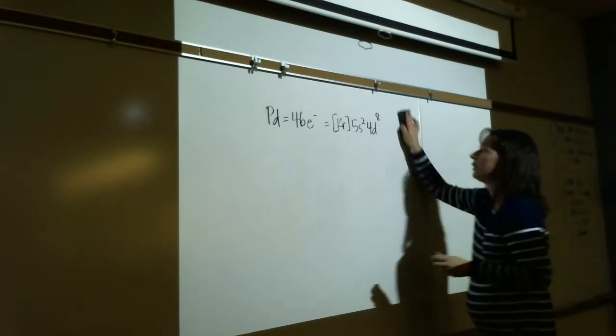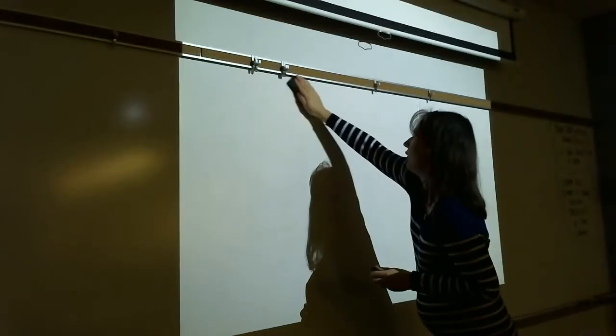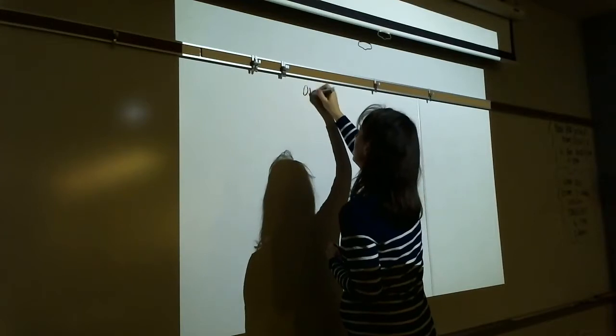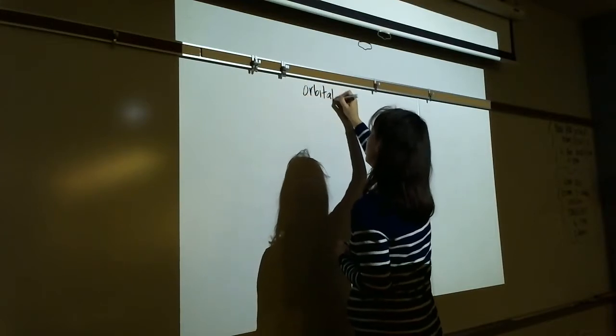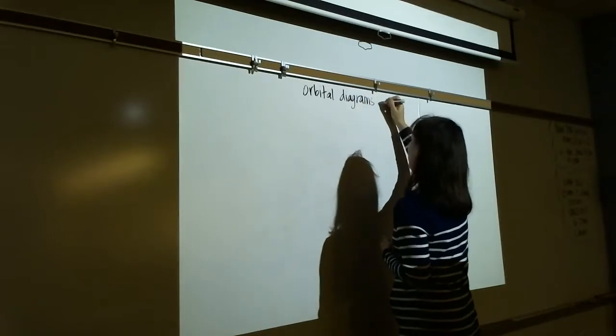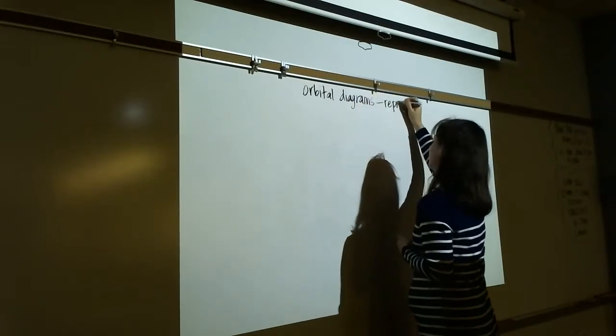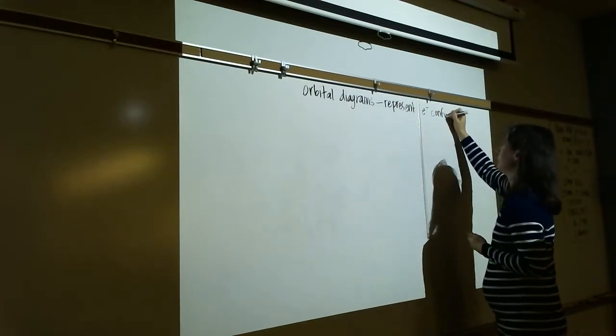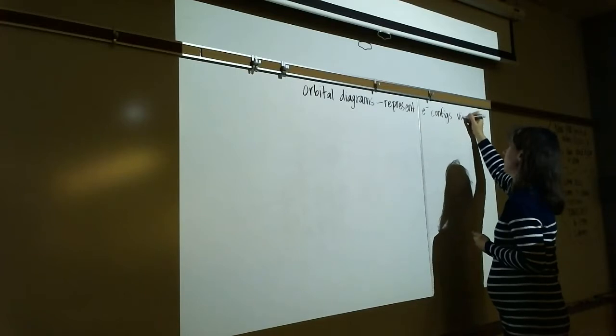All right, let's talk about orbital diagrams. Orbital diagrams represent electron configs visually.